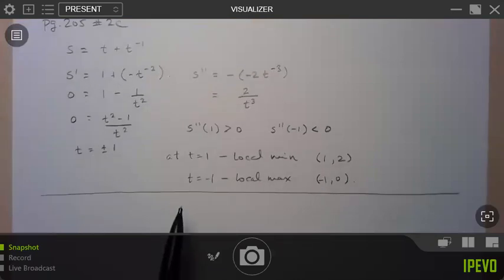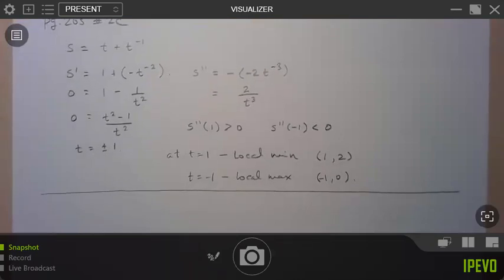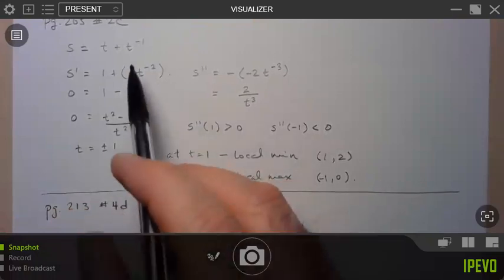All right, so let's move on to the next one, page 213, number 4D. Tony, I have a question. For the local max, I got -2. Did you mention something about that? It's supposed to be 1 comma -1 comma 2, or well, here I did it in my head. Hopefully I did it okay.